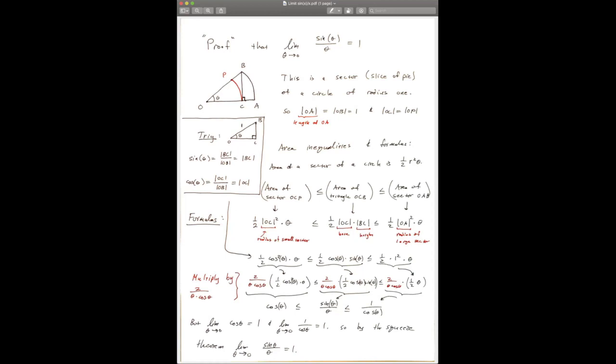This is also available in Canvas. I made a new module, let me remind myself what it's called. I think it's called useful handouts in the modules. Yeah, useful handouts. This is the first handout, the proof of the limit of sine x over x. So if you want this document accessible later on, it is right there in Canvas.